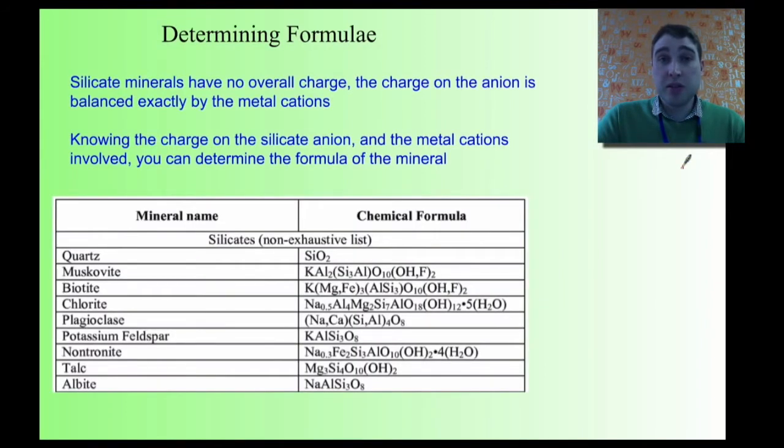So by showing you this, we can see that the silicate mineral overall has no charge. So the charge on the anion, the silicate or aluminosilicate anion, has to be balanced by metal cations or the hydroxide ions that we saw before. So if you know the charge of the silicate anion and the metal cations that are involved, you can determine the formula of the mineral.